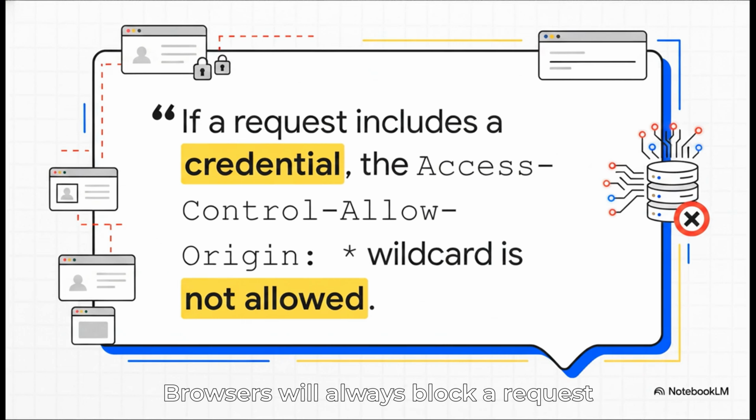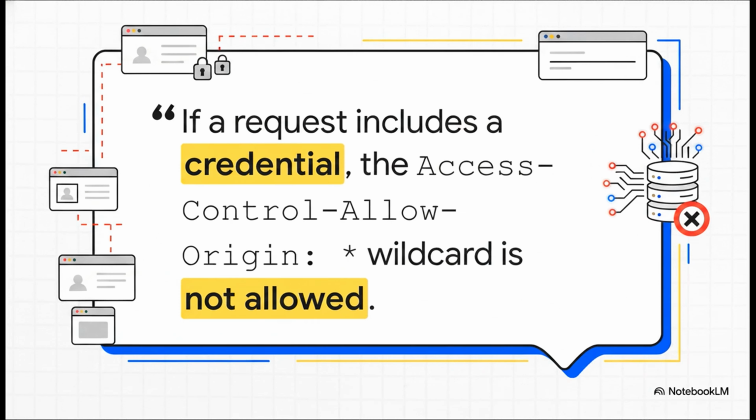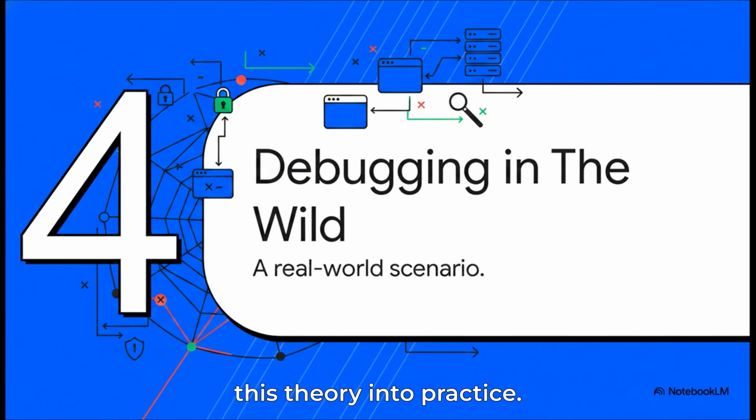I really want to double down on that third point because it's so critical for security. Browsers will always block a request that tries to combine a wildcard origin with credentials. It's a built-in safety net. If you need to send cookies or auth headers, your server must respond with the specific, full origin of your frontend. No wildcards allowed.